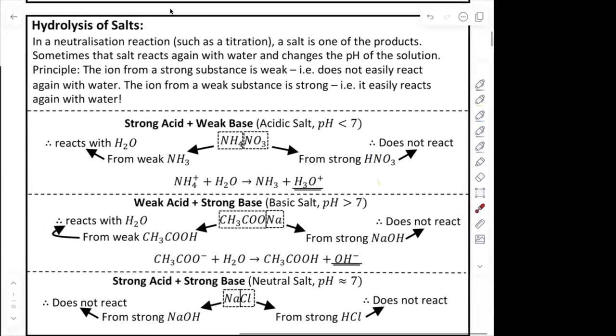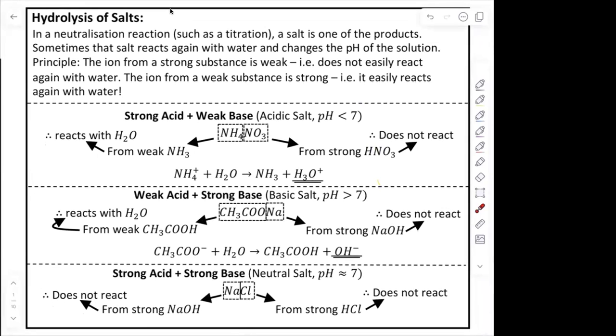Sometimes that salt is going to react again with water, and this is going to change the pH of my solution. So the salt that comes out will sometimes react again with water. It'll change the pH of my solution. So again, let's look at the key principle here. The ion from a strong substance is going to be weak, i.e. it doesn't easily react with water again. And the ion from a weak substance is going to be strong, meaning it will easily react with water again.